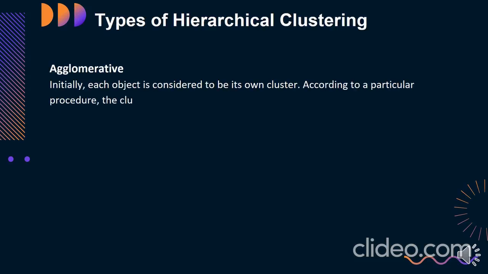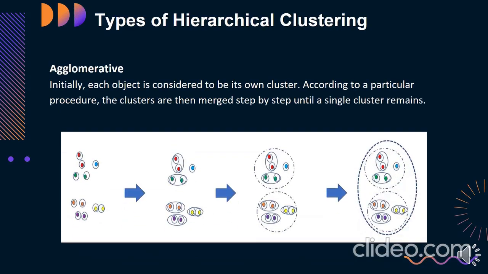There are two types of hierarchical clustering methods, agglomerative and divisive. In agglomerative clustering, initially each object is considered to be its own cluster. According to a particular procedure, the clusters are then merged step by step until a single cluster remains.